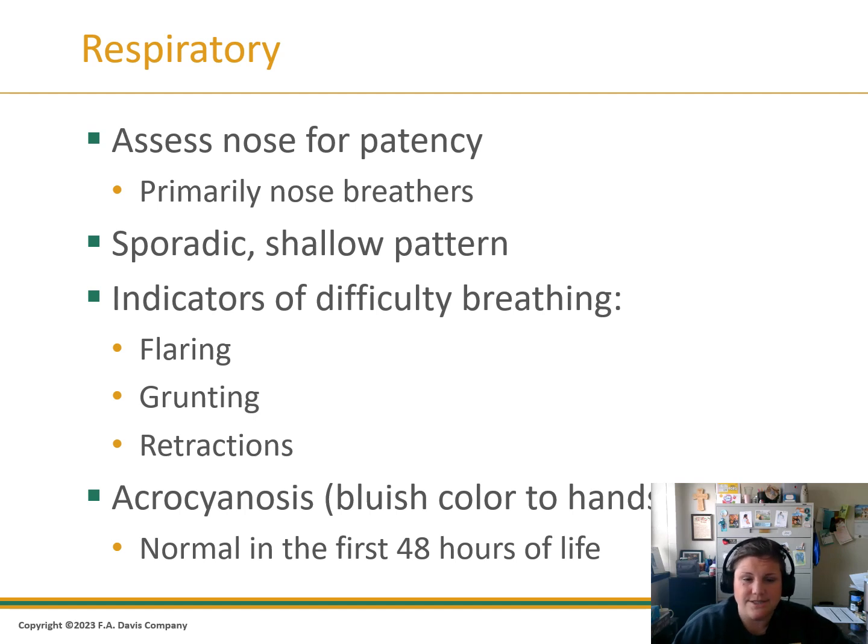And another thing to remember is that acrocyanosis, or that bluish discoloration of the hands and feet, is normal in the first 2 days of life. So when you have a baby in that newborn period, specifically the first 2 days, and you're noticing that they have blue or purple extremities or fingers and toes, it doesn't necessarily mean there's anything to be worried about. That's pretty typical of your newborn baby.